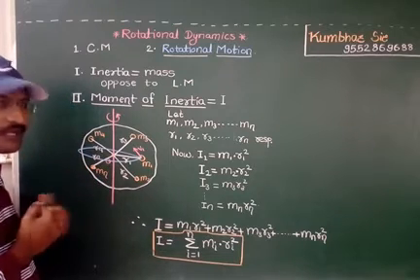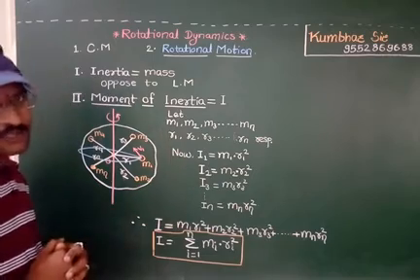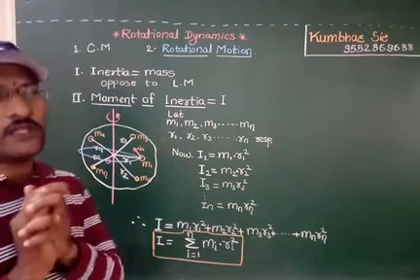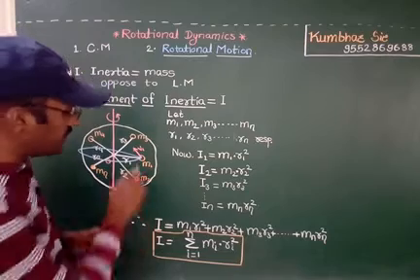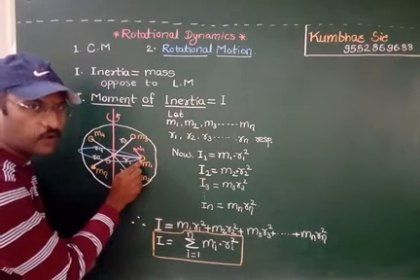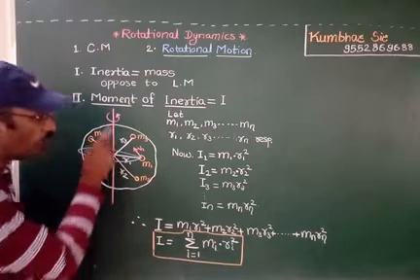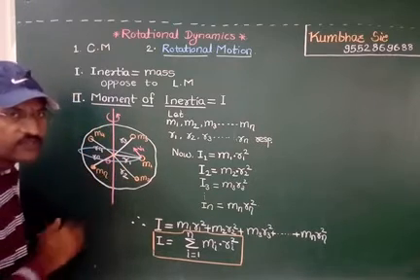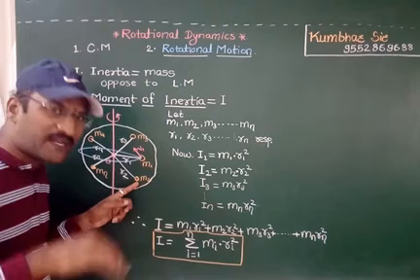But we know that this rigid body is formed of a number of small particles. A number of small particles come together to form a small element. Let M1, this is a small element, a small particle of the rigid body situated at a distance R1 from the axis of rotation. Similarly, M2, this is the mass of the second particle.